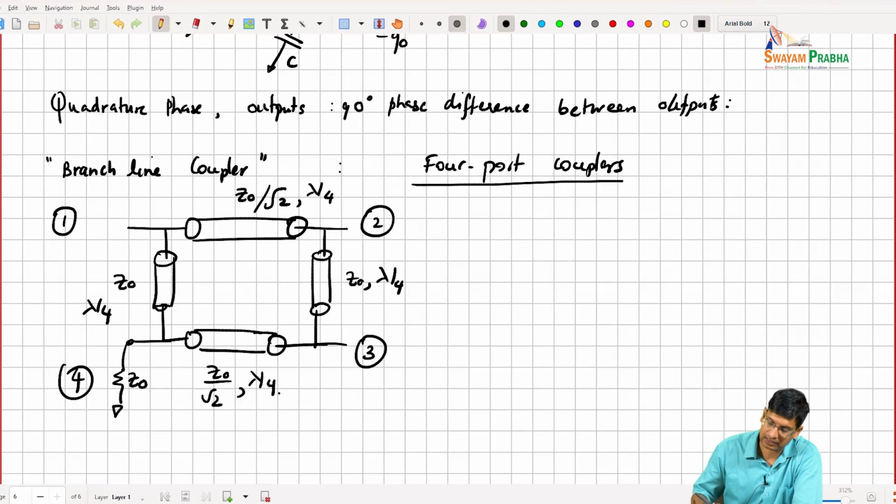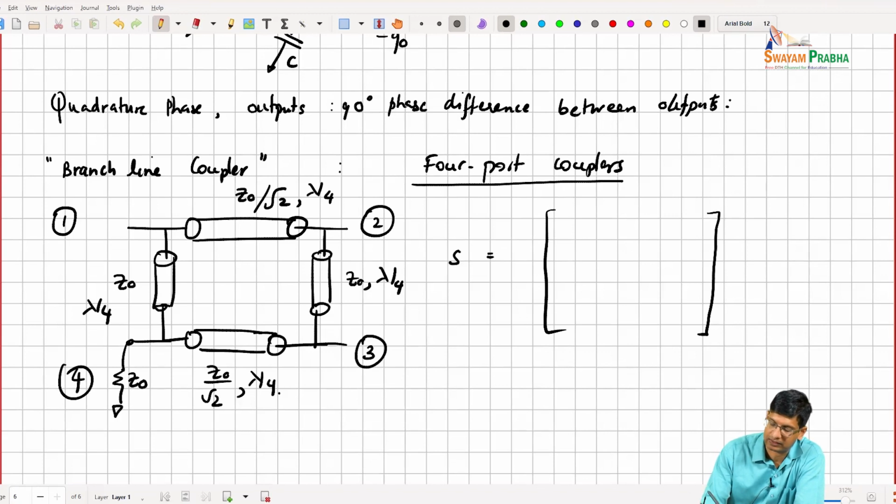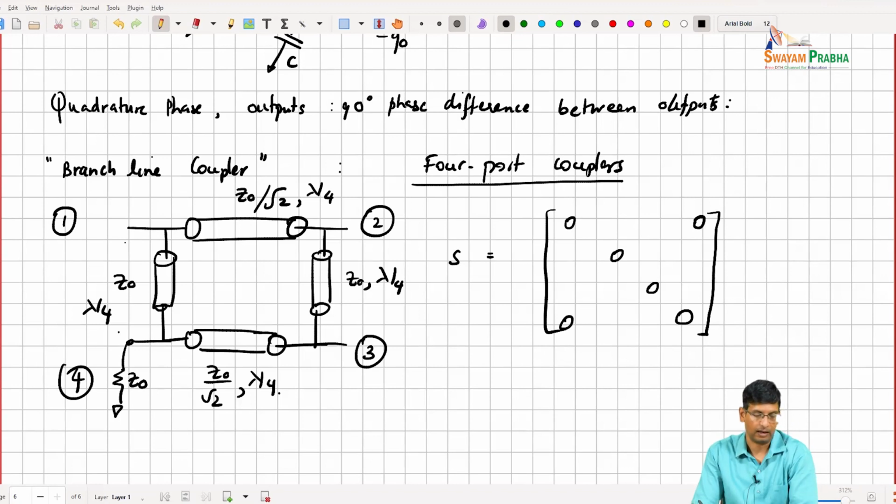So in this kind of coupler, what you effectively see is that if I were to look at the S parameters, right, I see that all 4 ports are matched. I see that port 1 and port 4 are isolated, and port 2 and 3 are isolated. So this is port 3 and this, right?